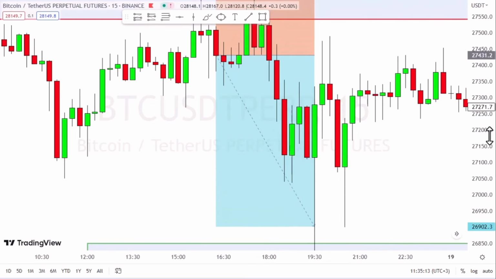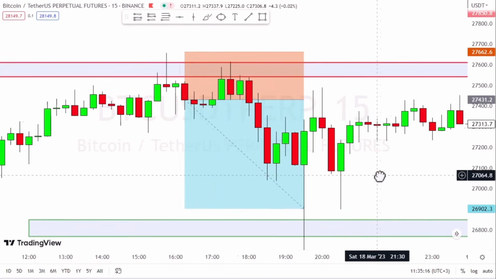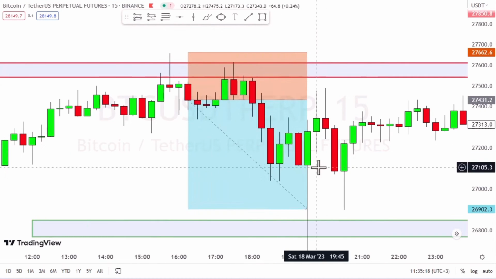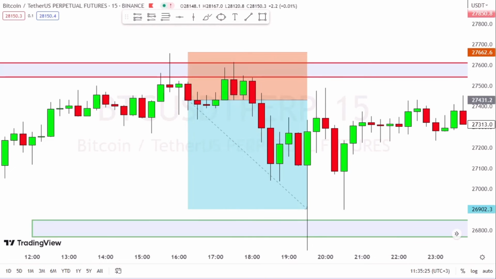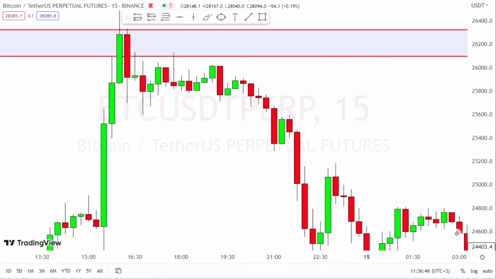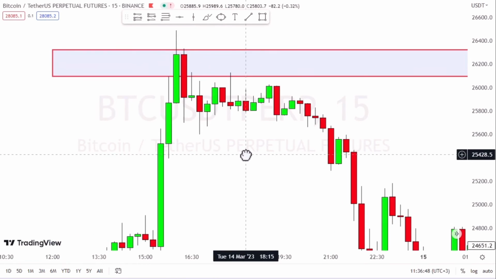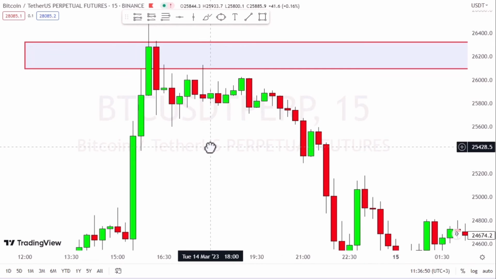So we put our stop loss here and then we took a trade here, and you can see it was a pretty good profit. Wow, it was amazing. Just like that, you had a beautiful trade, making money for you.